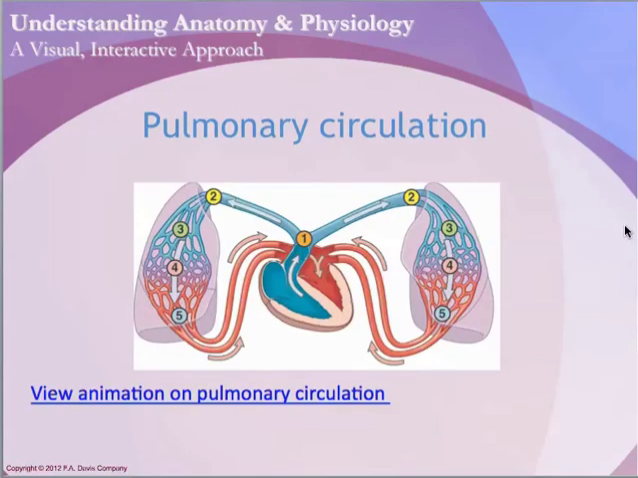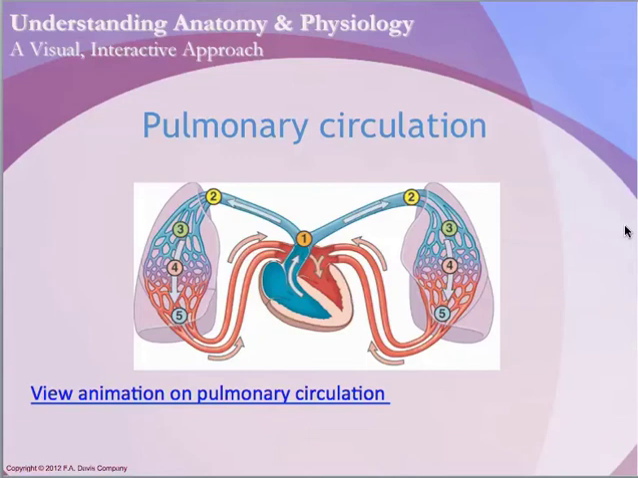The other thing we need to talk about is pulmonary circulation. So really there's two major pathways of circulation in the body: pulmonary circulation and systemic circulation. Pulmonary circulation routes blood to and from the lungs to exchange carbon dioxide for oxygen. The veins bring the deoxygenated blood that's high in carbon dioxide back to the right side of the heart, which pumps it to the lungs.